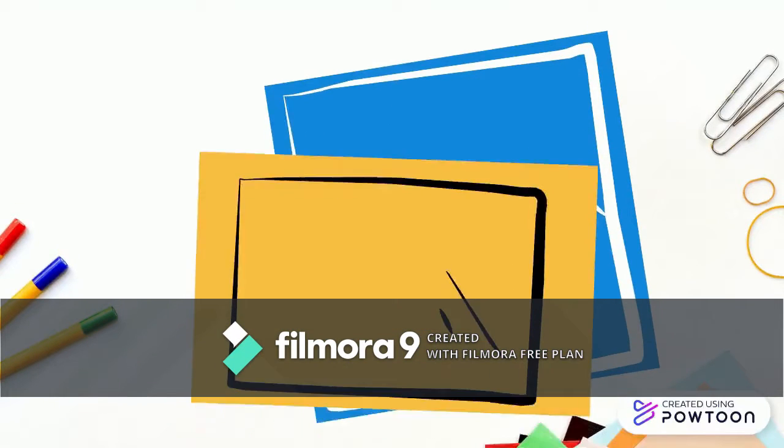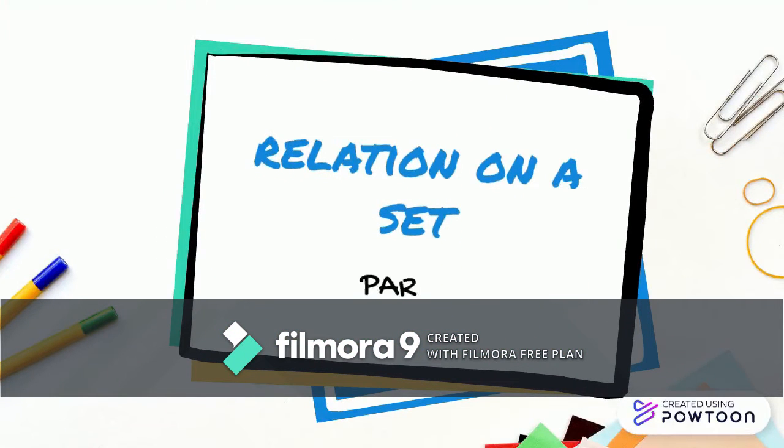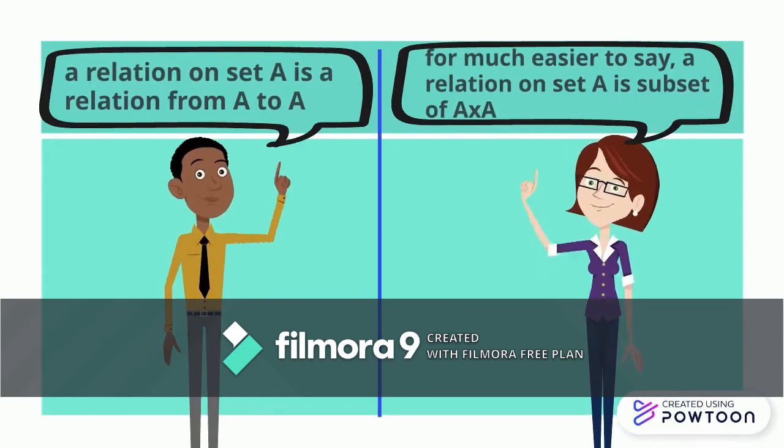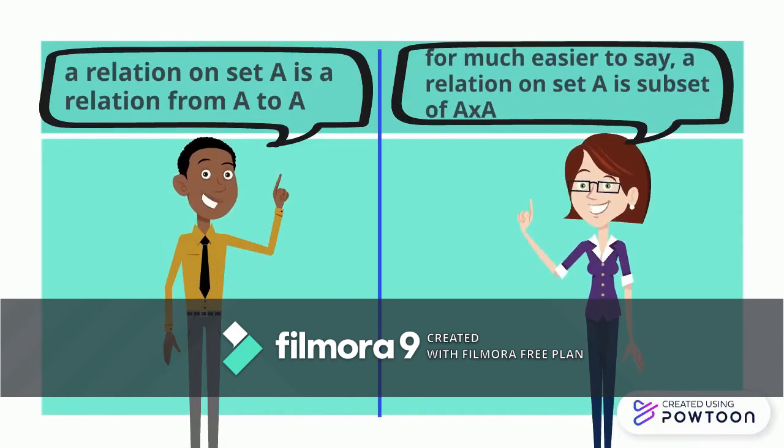Next, we're moving to the relation on a set in part 1. For your information, a relation on the set A is a relation from A to A. For better understanding, a relation on the set A is a subset of A times A.